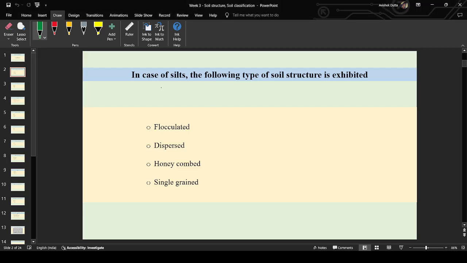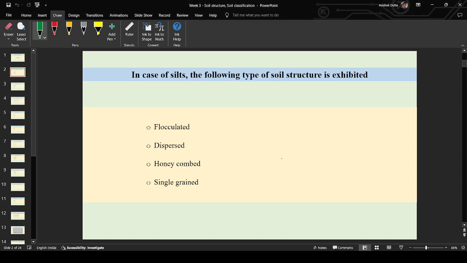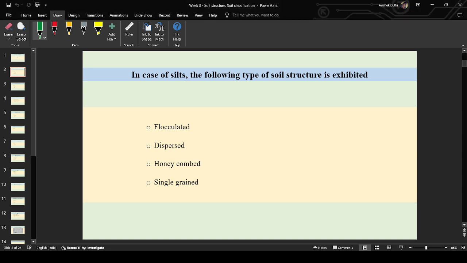The first question was, in case of silts, the following type of soil structure is exhibited. Can anyone tell me the answer of this question? I think someone said something, but I couldn't hear. Anyway, the correct answer is honeycombed. Silt and fine grained sand exhibit honeycombed structure.